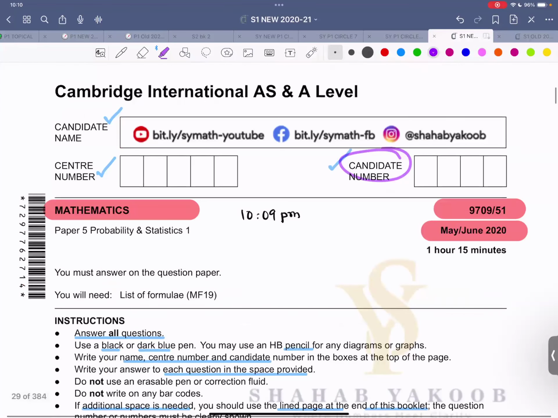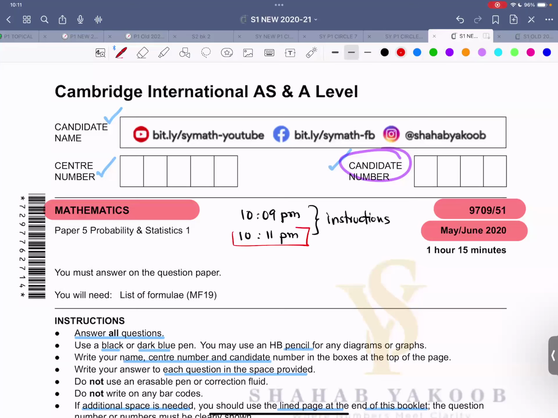Approximately, I took 1 or 2 minutes. Actually, it's 10:11 now. This is for reading the instructions. Of course, you should have read the instructions before you start the exam paper because it's the same instruction all over. So now I'm starting at 10:11 p.m. That is the start of this past paper session.